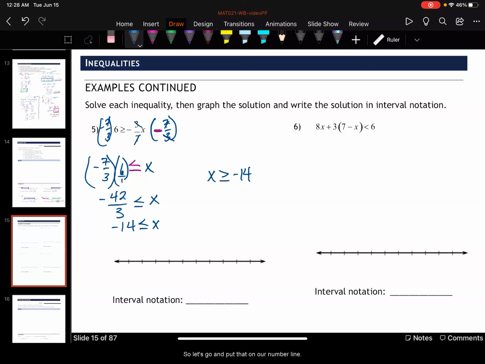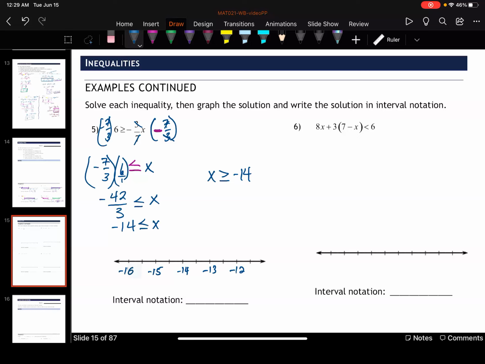Okay, so let's go ahead and put that on our number line. I'm just going to put that negative 14 in the middle. Remember, again, with negatives, it goes in the opposite direction. So if I'm going to go to the right, that would be negative 12. And I'm actually going to skip one just because my numbers will fit easier. So negative 14, negative 13, negative 12. I'm going the other way: negative 15, negative 17.